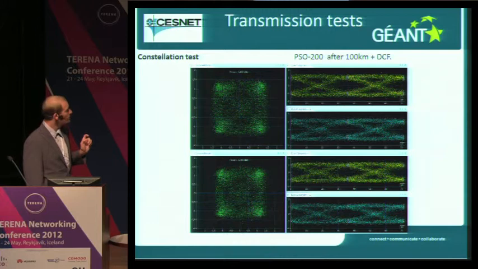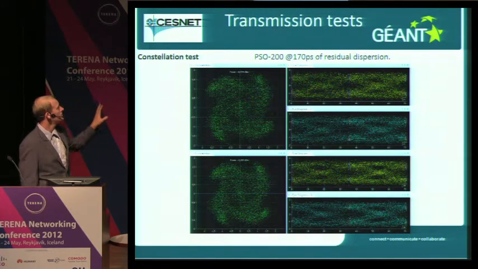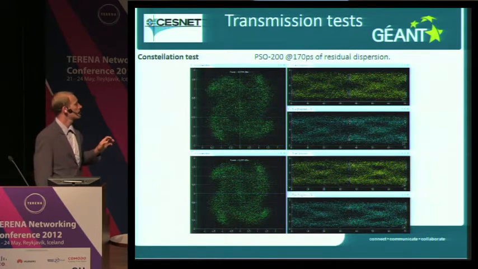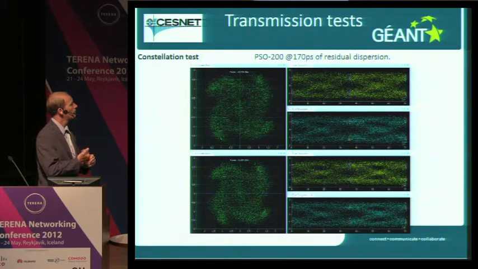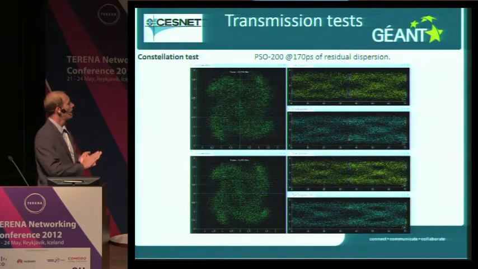And if you leave some residual dispersion, you will see that the constellation diagram gets twisted, and you may not even recognize the modulation points on the complex plane. So this is one of the options for how you can judge signal quality.